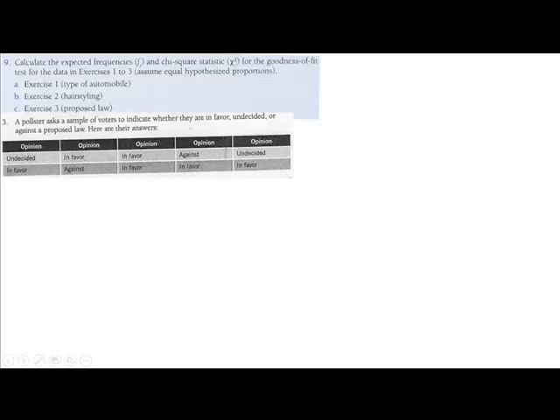Let's do the third one. The proposed law. A pollster asks a sample of voters to indicate whether they are in favor, undecided, or against a proposed law. Okay, so for the proposed law, you could be in favor, you could be opposed, or excuse me, undecided, or against. When you do the table, you find that 20 people are in favor, 7 people are undecided, 16 people are against. The total was 43.